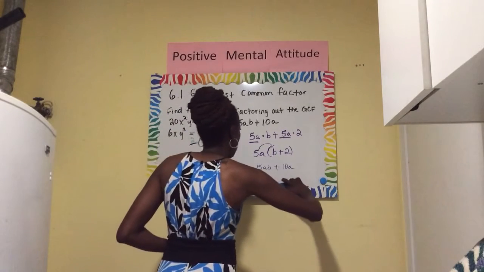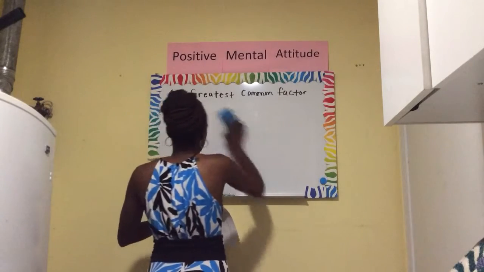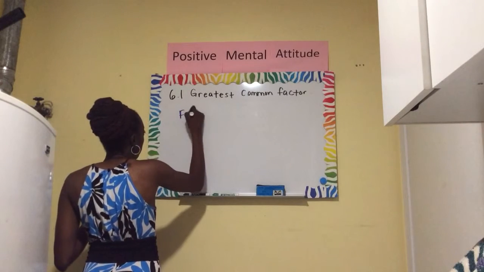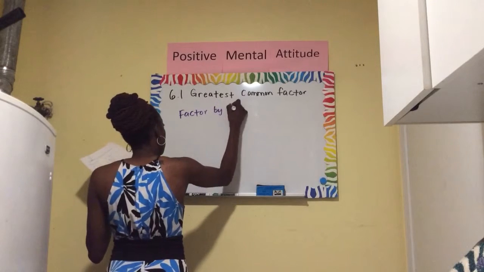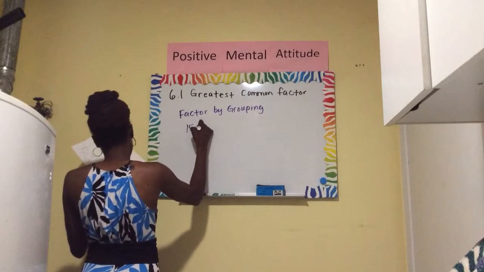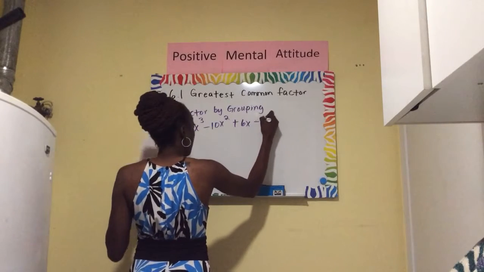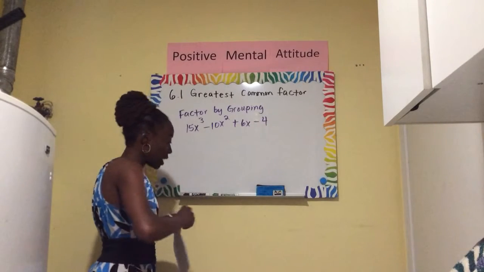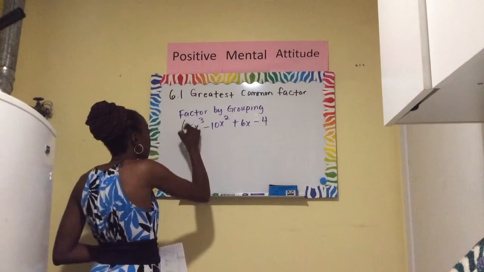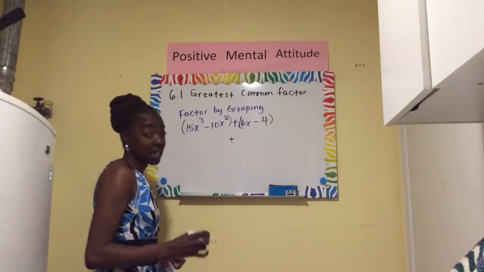Now, one more example. What do you do when your directions ask you to factor by grouping? This time they gave you 15x to the third minus 10x squared plus 6x minus 4. When it says factor by grouping, it means to do just that. You're going to group the terms in pairs. So I group parentheses around the first two, group parentheses around the second two, keeping my plus sign in the center.